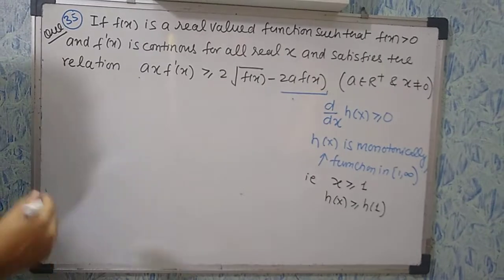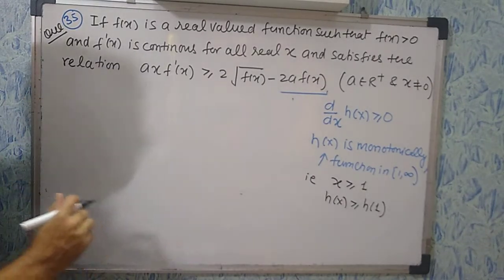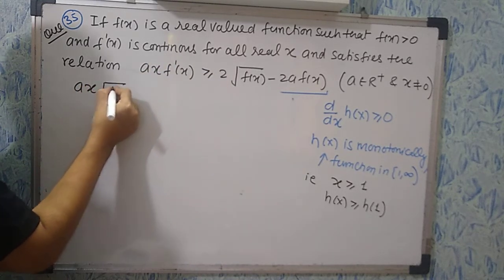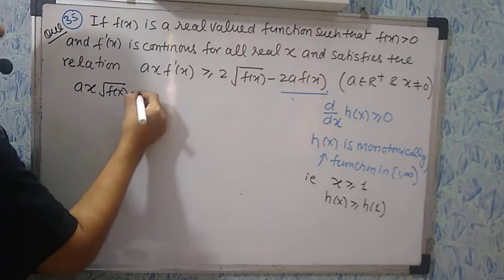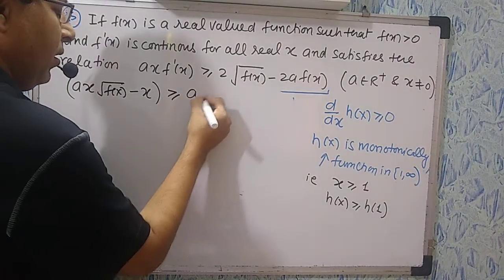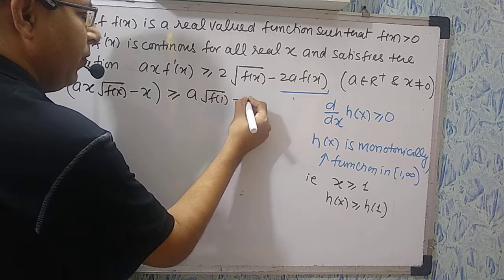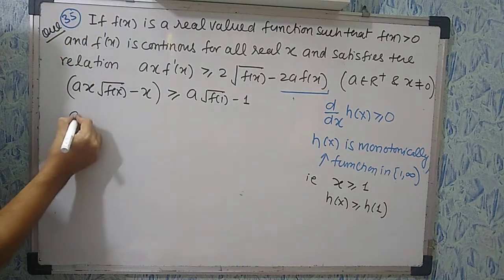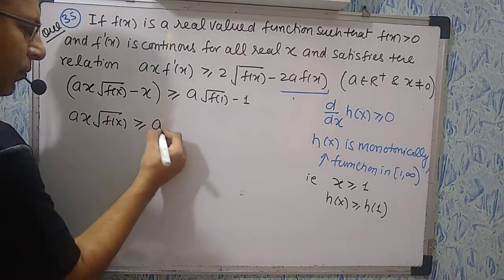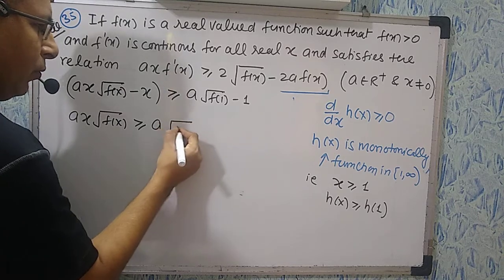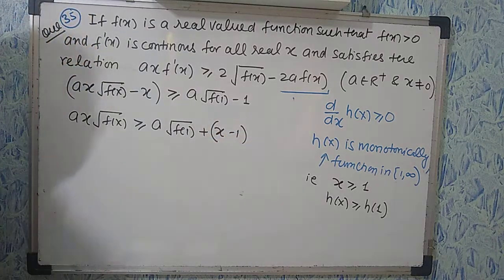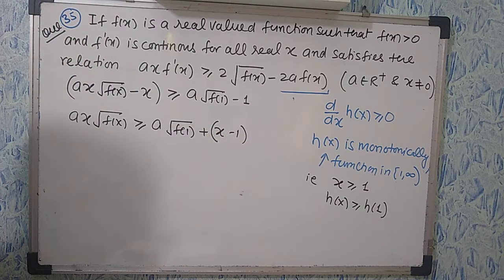So this will give you h(x), and h(x) is a x√f(x) − x, and this is greater than or equal to a√f(1) − 1. So here we get a x√f(x) ≥ a√f(1) + x − 1. Now this is true for x greater than or equal to 1.